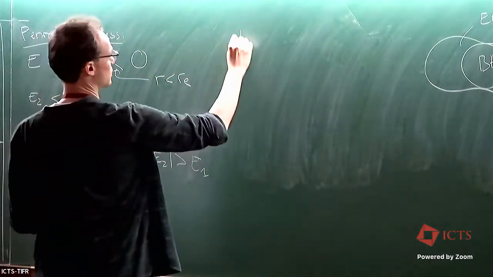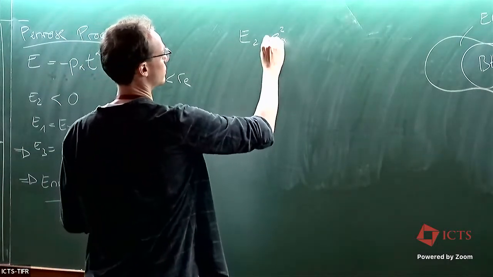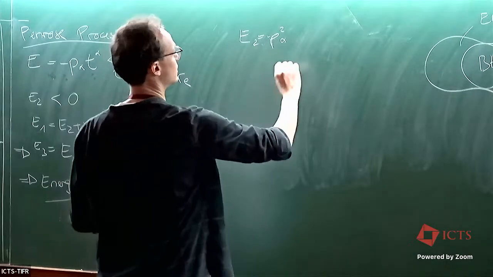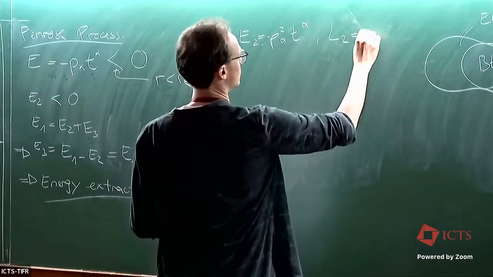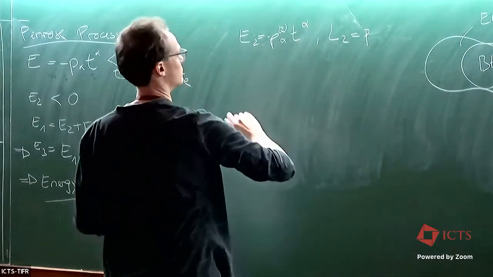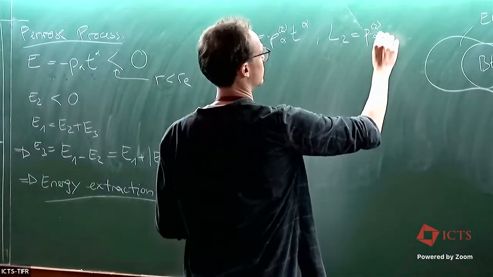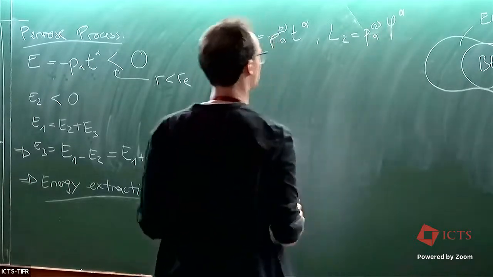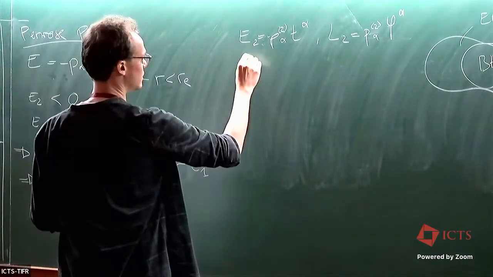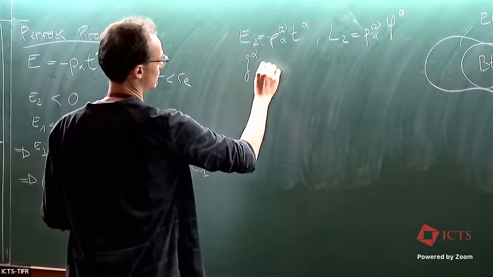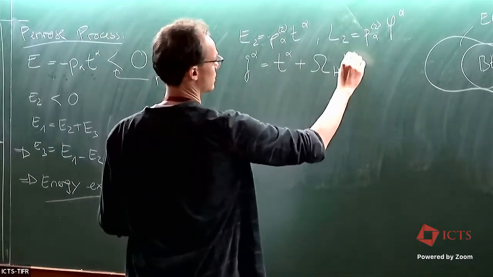And of course, we have E2 is minus P2 T alpha, and then L2 is P2 phi alpha. And then let's define C alpha, which is T alpha plus omega H phi alpha.